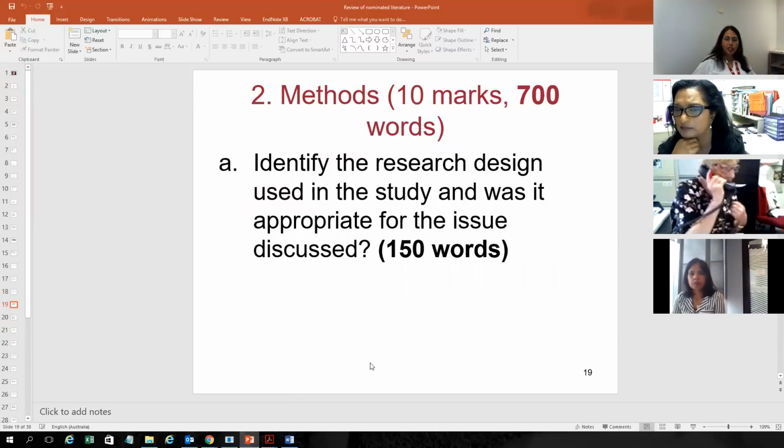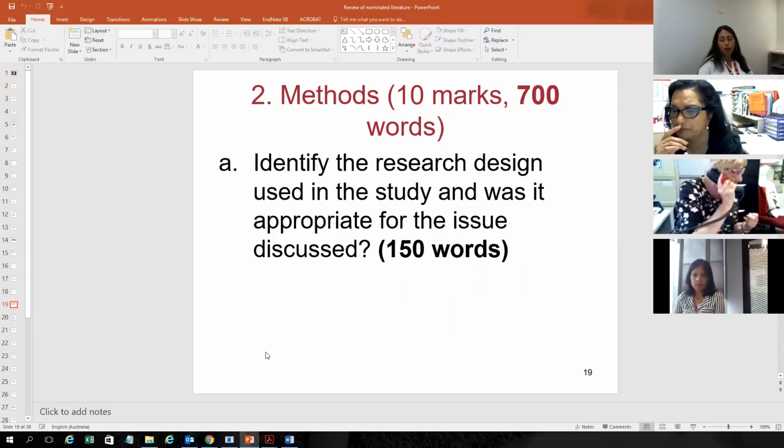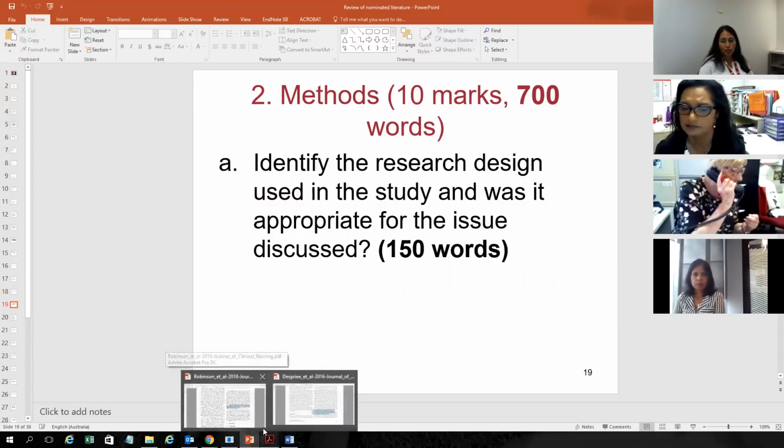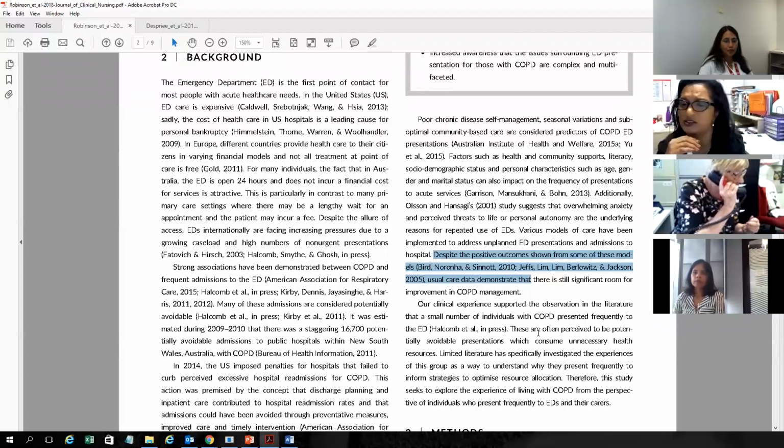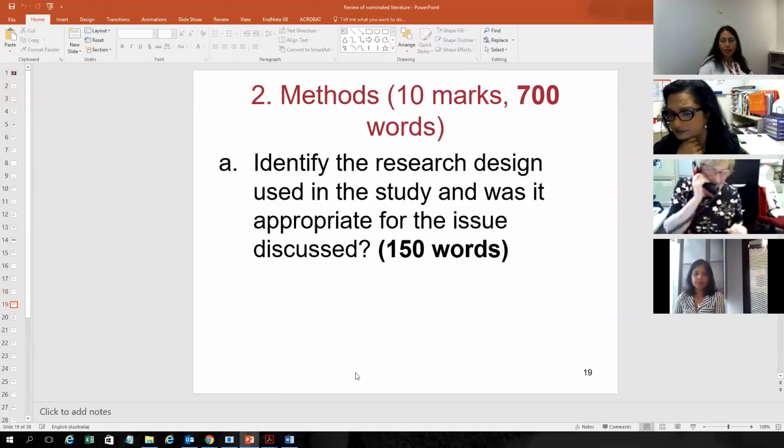Okay, going to the next question. Identify the research design used in the study and was it appropriate for the issue discussed? So let's go back to the Robinson article, which is a qualitative study. There's a message there for you to repeat your last information. Okay, so let me bring up the PowerPoint.